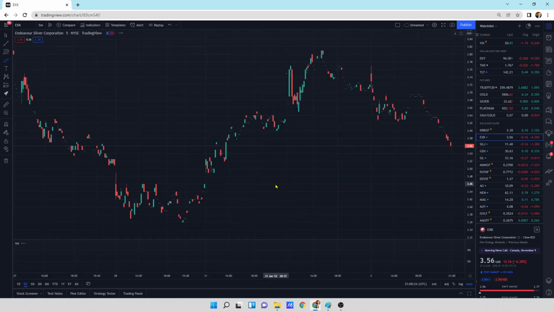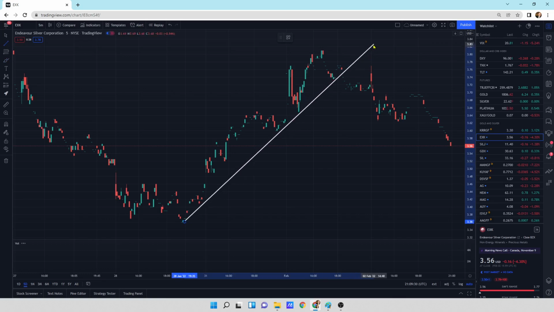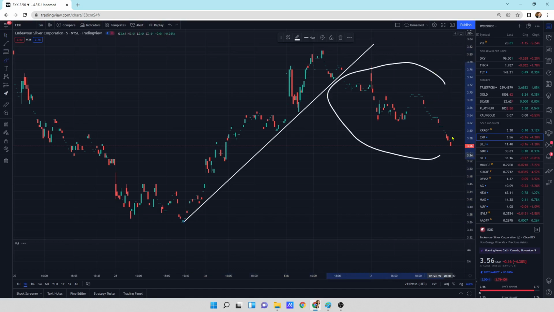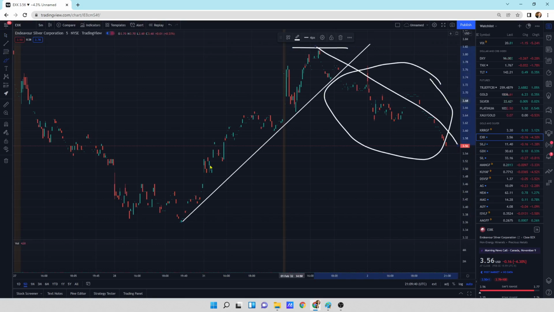If I do a 5-day to show you what this pattern looks like, you have an uptrend line that broke to the downside here. And the pattern that we're looking at is this pattern over here. So it opened up and went down and broke the downtrend line, or the uptrend line. That's why it's bearish. It's a broken uptrend.